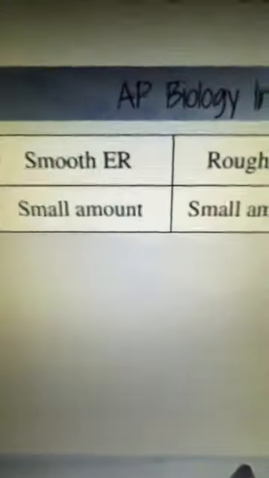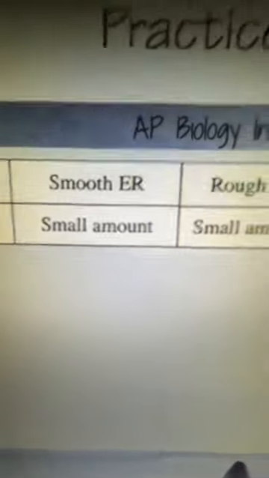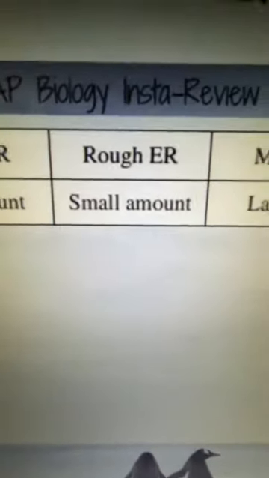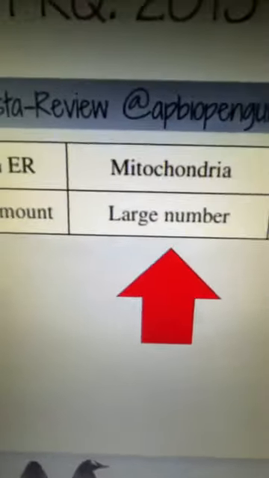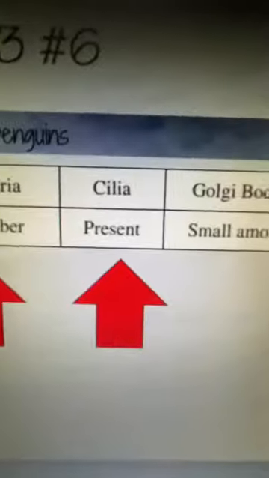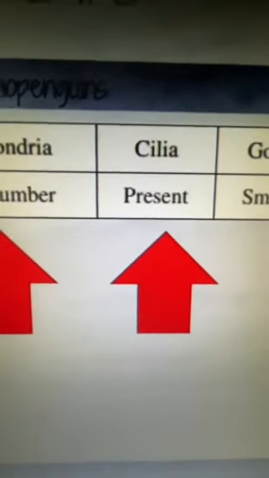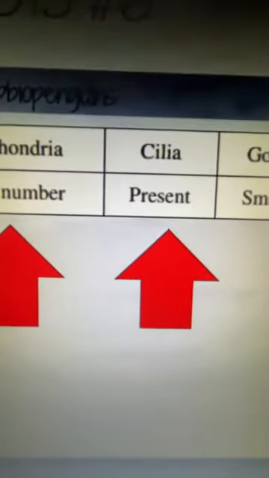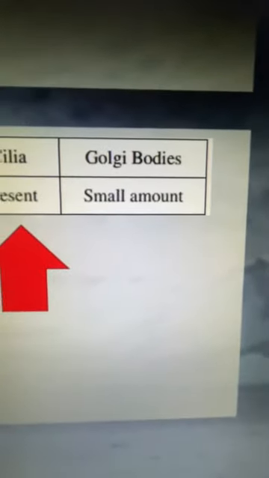So if you look at X, there's a small amount of smooth ER, okay. There's a small amount of rough ER, okay. But there's a high amount of mitochondria. So if you remember, the job of the mitochondria is to synthesize ATP. So this cell must need a high amount of ATP. It must need a bunch of energy in order to do something, right? And then if we continue looking, we see that we have cilia present. So that means that there's going to be some type of movement, right? And then the Golgi bodies, there's a small amount of those.